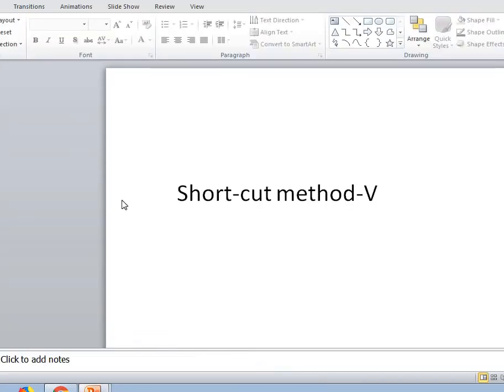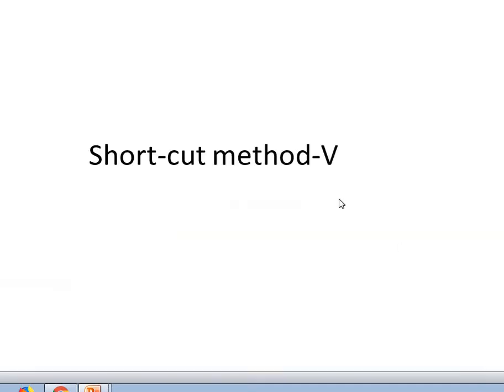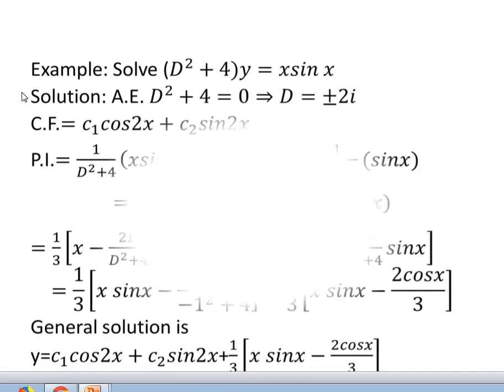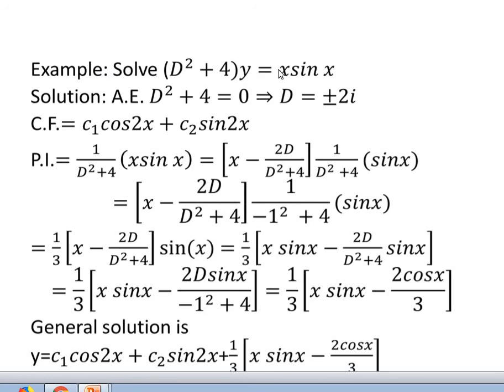Problems on that function. So first problem is solve d square plus 4 y is equal to x times sin x. Solution: we have to find the auxiliary equation, then we have to find CF, and then we have to calculate the PI. To calculate the CF, we have to write the auxiliary equation. So auxiliary equation is d square plus 4 equal to 0. So that implies d is equal to plus minus 2i. So CF is C1 cos of 2x plus C2 sin of 2x.